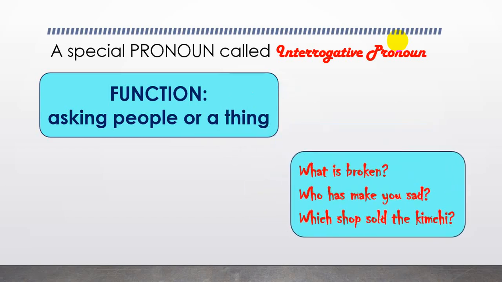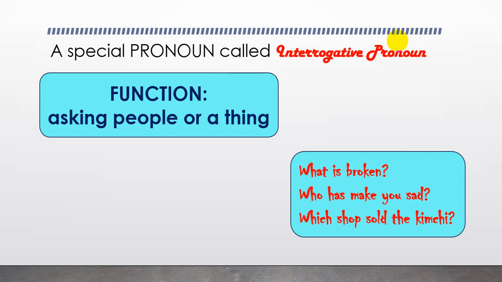Let me give you the examples. What is broken? What would be the answer? My leg. So, what is broken is a question, yeah, especially interrogative pronoun. Interrogative pronoun in this sentence is the word what. Yeah. What is broken? The answer is my leg. My leg would be replaced by the interrogative pronoun what.